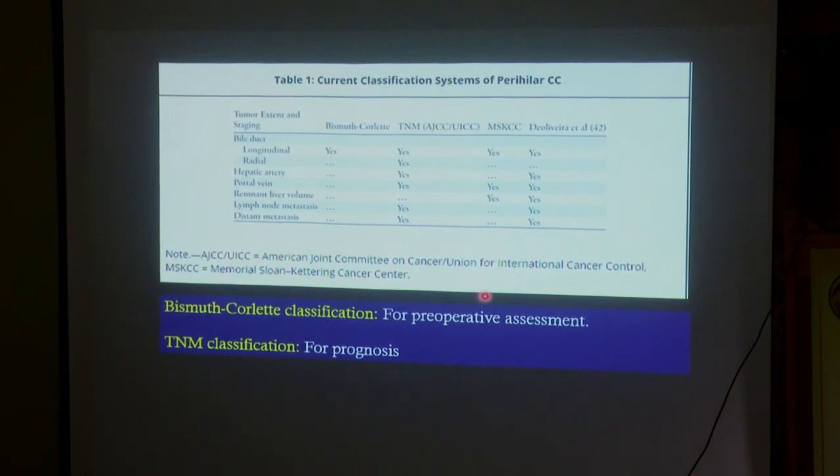So, what is the limitation of this classification system? It does not take into account any vascular invasion, lymph node metastasis, or distant metastasis. Other staging systems which address these issues are the TNM staging by Memorial Sloan Kettering Cancer Center and by Radiology et al. The last two are not routinely used because they have not been proved in multi-center trials. Also, the TNM staging has multiple limitations when used preoperatively. Therefore, the Bismuth-Corlette classification is the one used preoperatively, and the TNM classification is predominantly used for prognosis only.